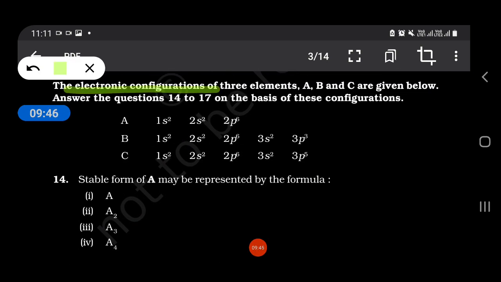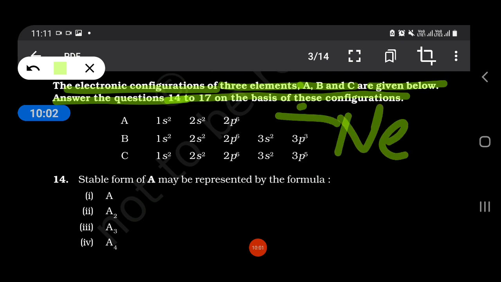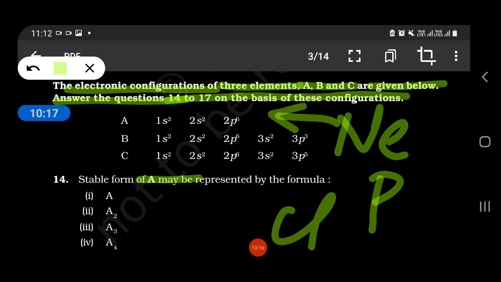The electronic configuration of 3 atoms A, B, C are given below. Answer the questions 14 to 70 on the basis of these configurations. A: 1s2, 2s2 and 2p6, H, He, Li, Be, B, C, N, O, F, Ne. So it is Ne. B: 1s2, 2s2, 2p6, 3s2, 3p3. Na, Mg, Al, Si, P. It is phosphorus. C: 1s2, 2s2, 2p6, 3s2, 3p5. So it is chlorine.